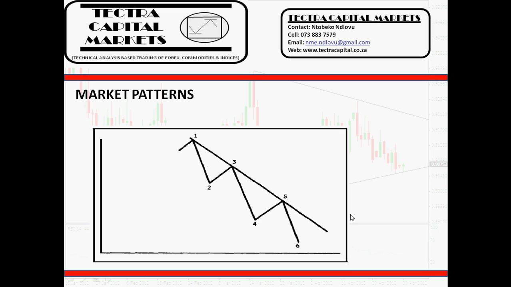So of course, it would be important for you to be able to recognize this pattern on MetaTrader in order to take advantage of it.